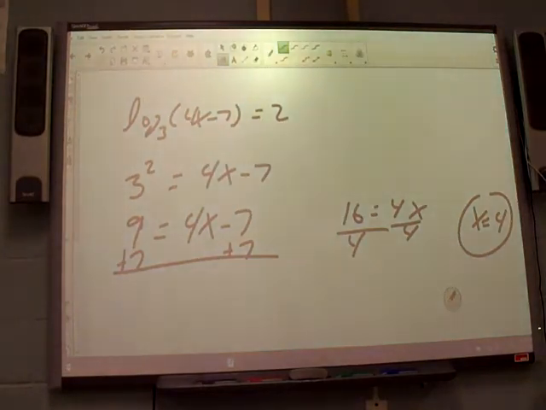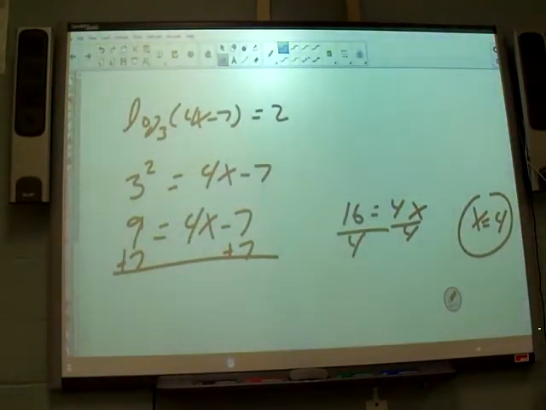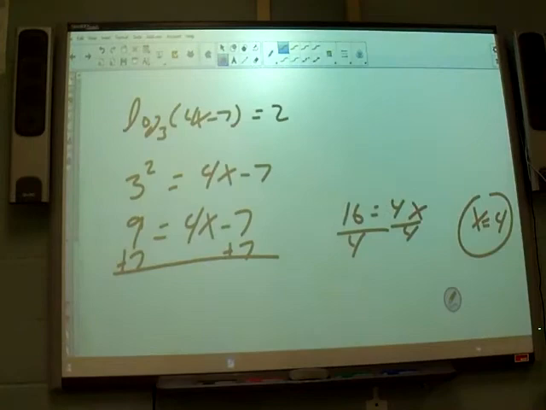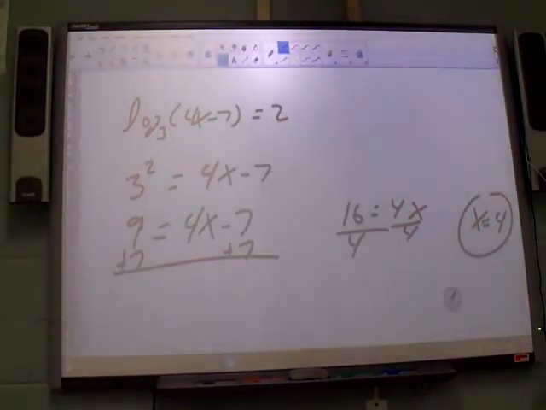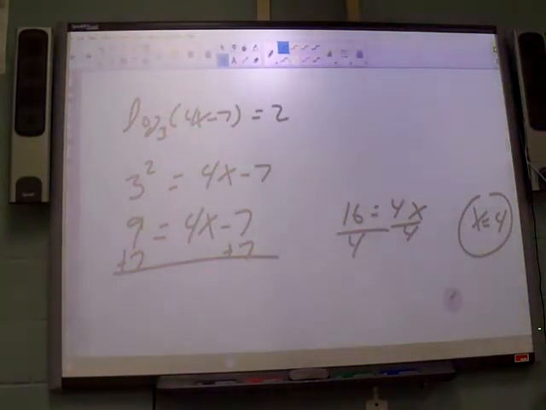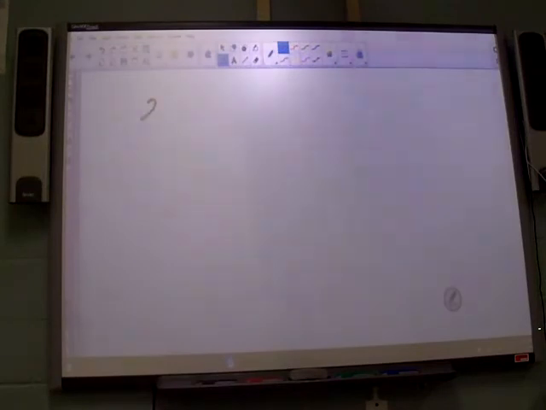Alright, 16 is similar to 14 except there's a variable on both sides. So you're going to have to create the same base on 16. We're going to create the same base of 5. We've still got a couple people finishing this one up. Alright, so we got 25 to the x.